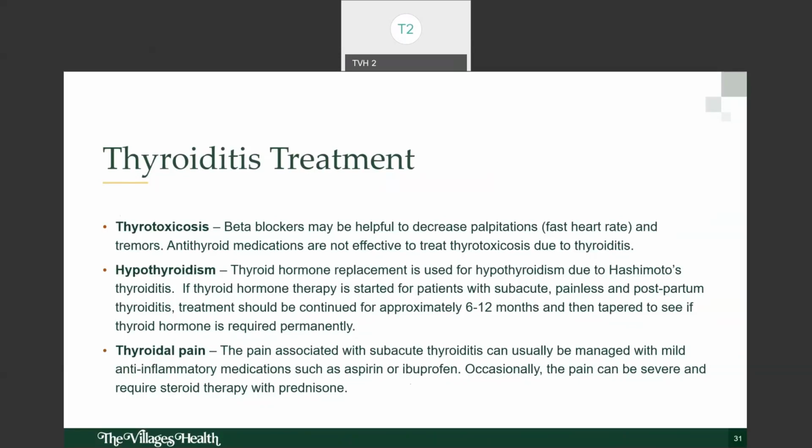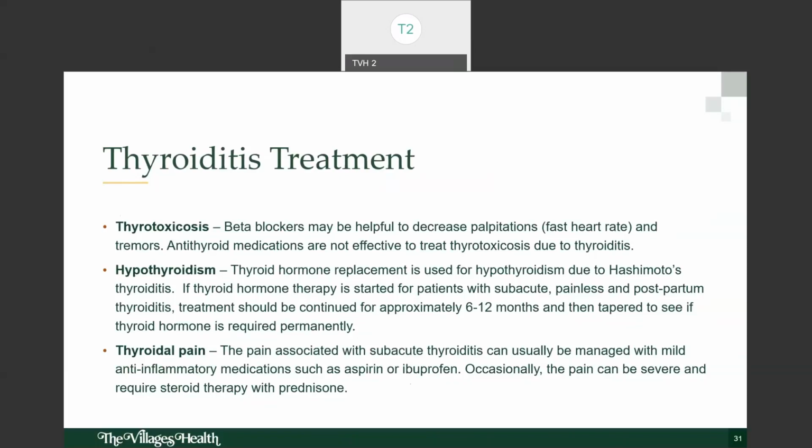Another thyroiditis treatment, the pain associated with some subacute thyroiditis can usually be managed with some anti-inflammatory medications. Now, this is something that your doctor will advise you of. They will let you know what anti-inflammatory medication you should take, because some people are better with some and not others, depending on your other health conditions. On occasion, the pain can be severe and may require steroid therapy with even prednisone.